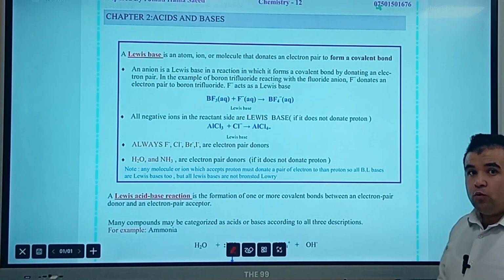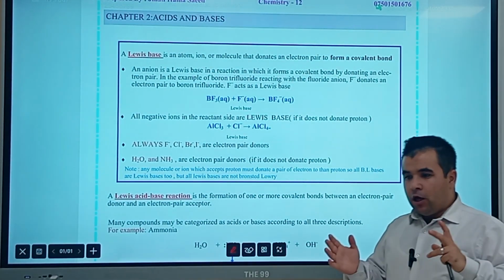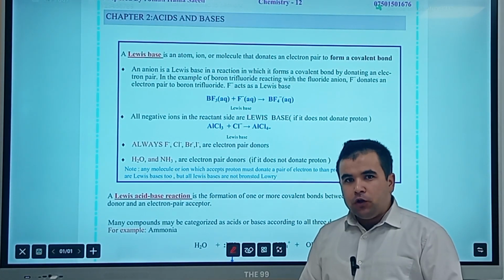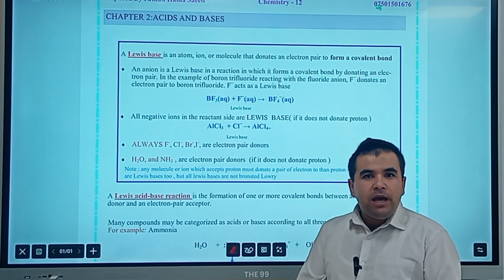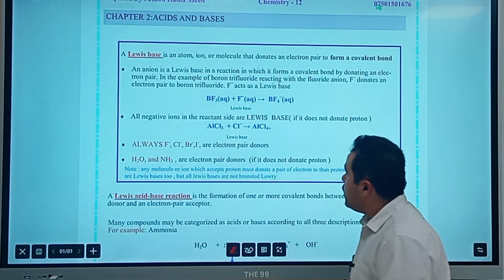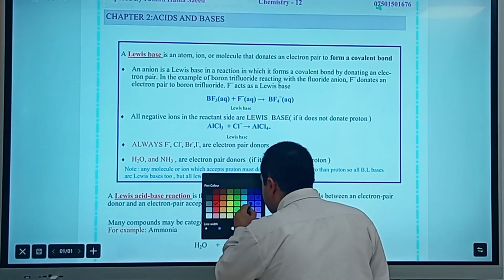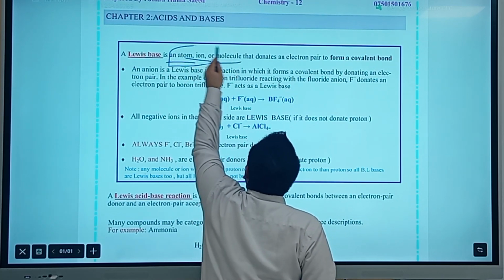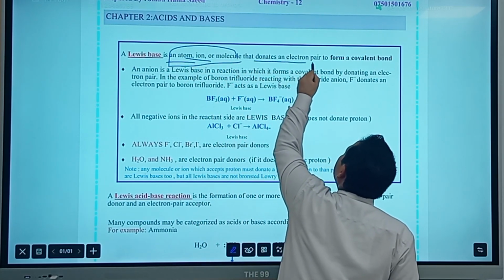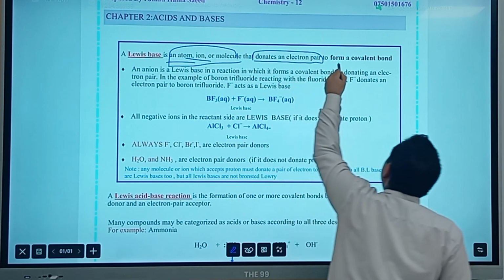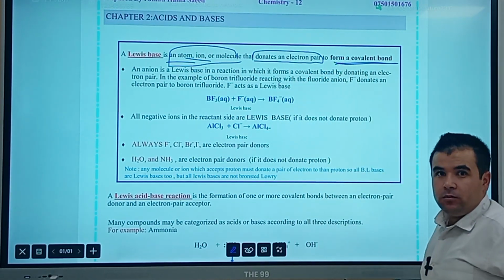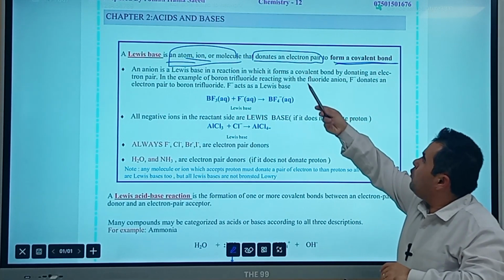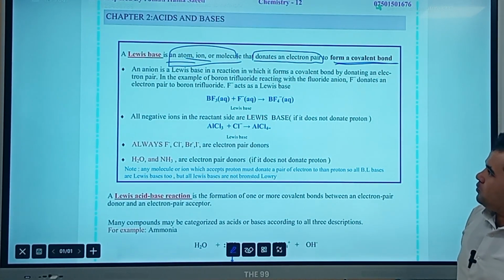Lewis base, guys. We talked about the Lewis acid. We said a Lewis acid accepts a pair of electrons. So that pair of electrons comes from what? From a Lewis base, which donates a pair of electrons. So a Lewis base is an atom, ion, or molecule which donates a pair of electrons to form a covalent bond. The two keywords are important: donates a pair of electrons to form a covalent bond.